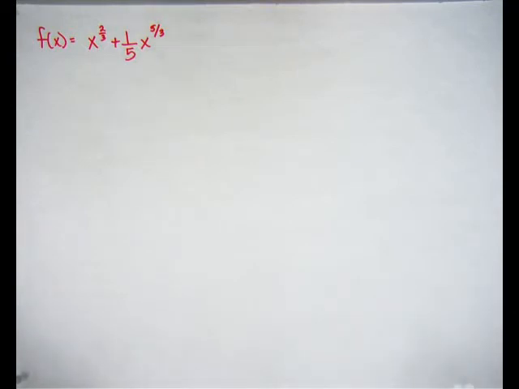For our last example in this section, I'd like to look at a third type of function. This is an algebraic function that has radical signs. The function is x to the 2/3 plus 1/5 x to the 5/3. There's an interesting feature that happens in these graphs that doesn't happen in the previous examples I've done, so that's why I want to take you through one.